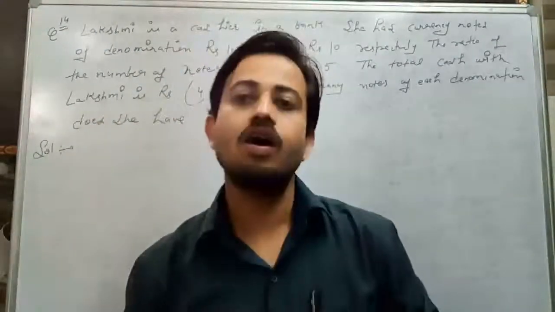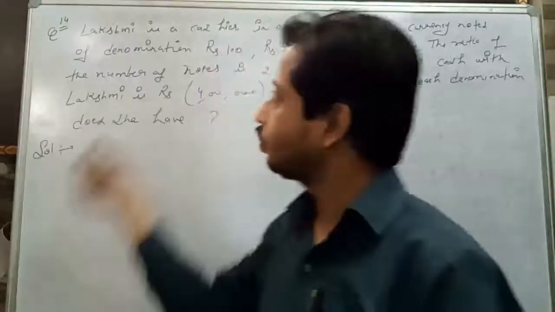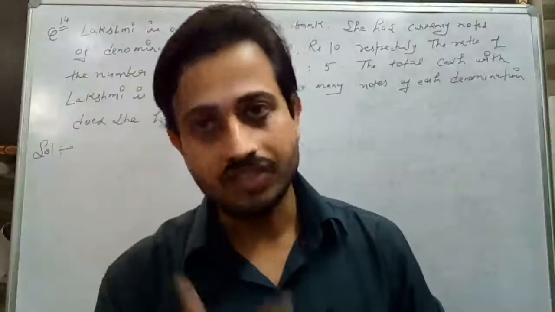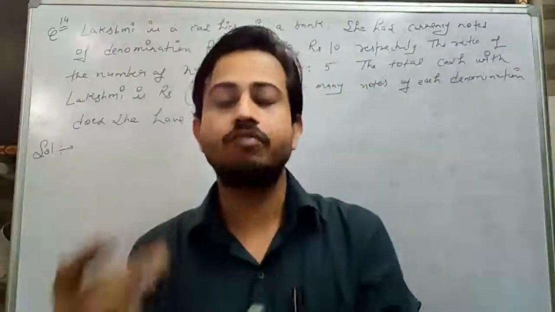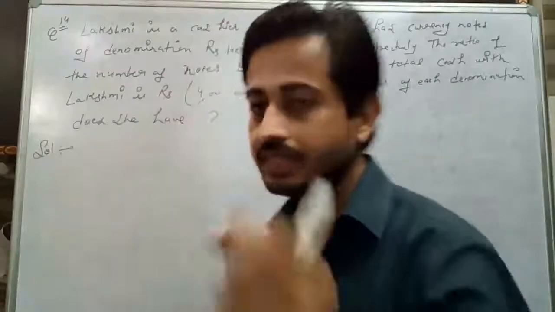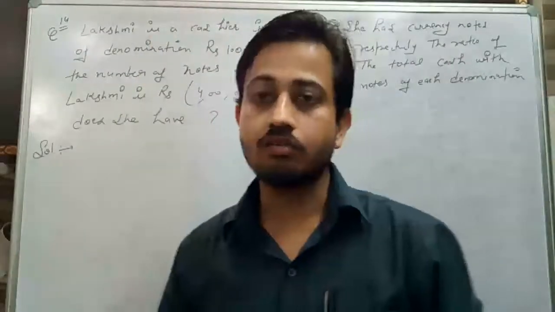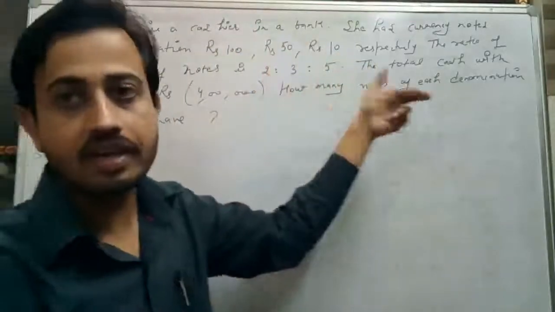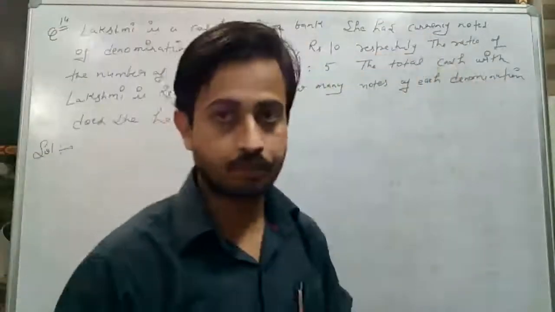So we have to go to our next question. Now look at this question. It's a very long statement, but the question is very simple. You have to read and find out the meaning of the statement. It says Lakshmi is a cashier who deals with money in a bank. She has currency, which means she has notes of rupees 100, 50 and 10 respectively.